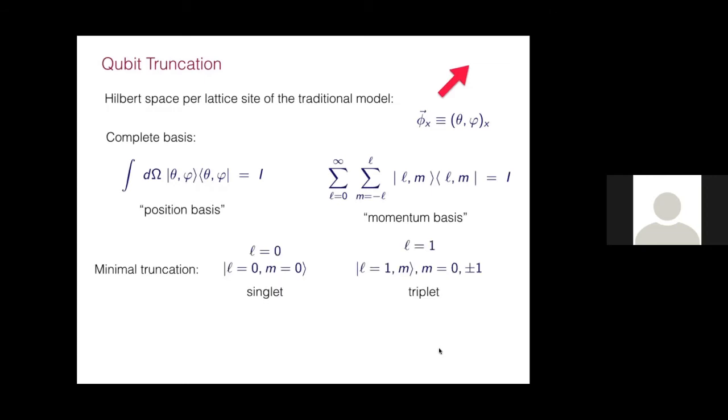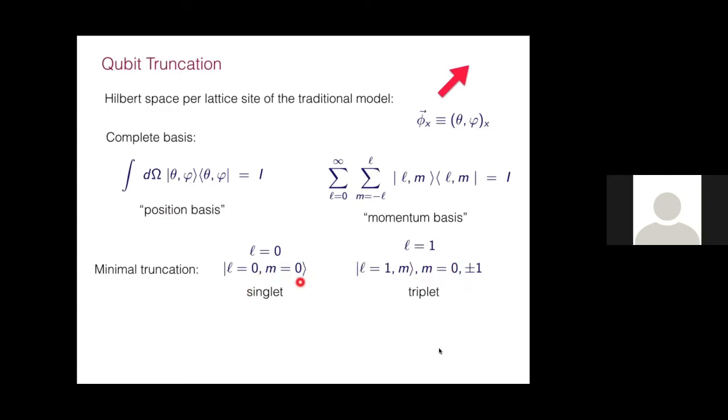So the minimal truncation would be where you allow L equals 0, right? It's just the singlet, and the L equals 1, the triplet. Remember, if you just had L equals 0, then there is nothing in the theory, right? Because you just have the singlets at every space-time point. There's no dynamics to think about. However, if you have L equals 0 and L equals 1, then there could be dynamics in the theory, right?